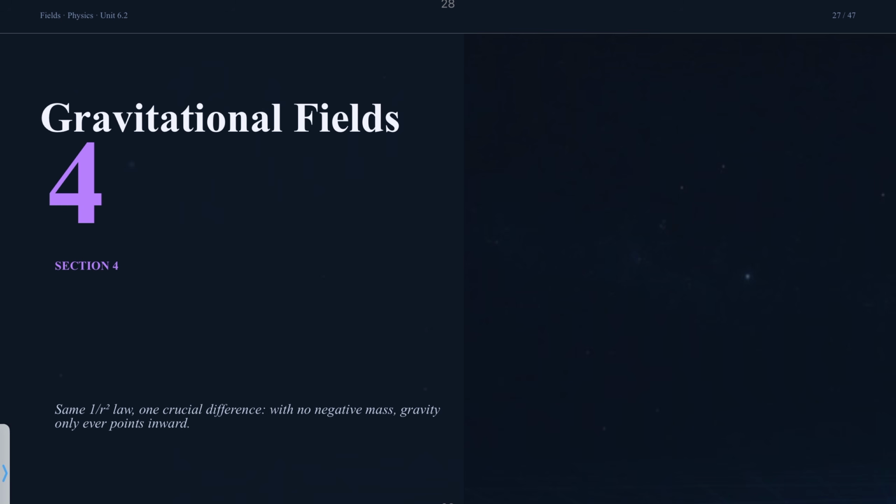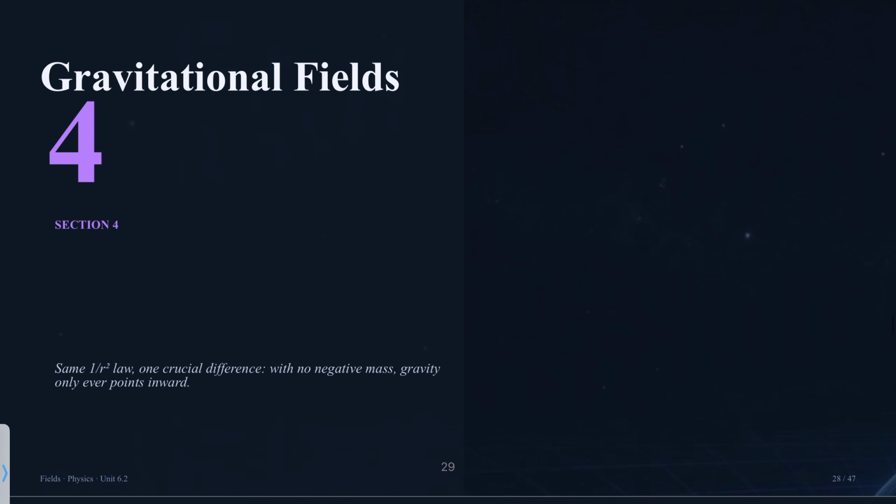So the fields for gravitational are going to look a bit different. There is no repelling, and I'll show you what that looks like, okay? So stay tuned and make sure to check that out. Gravitational fields are cool.